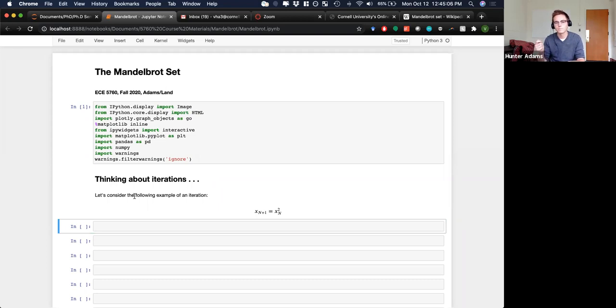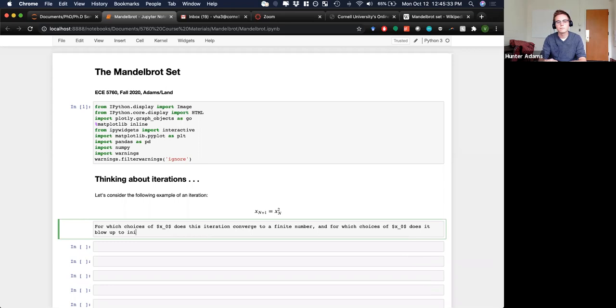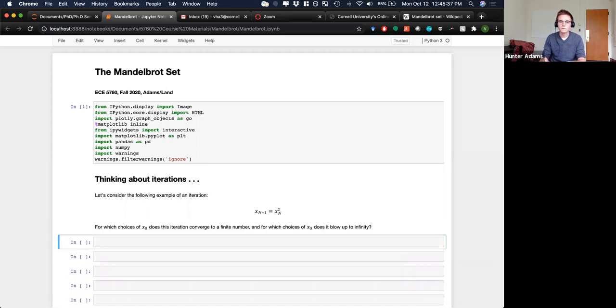and we'll keep squaring it forever. And what we're really interested in is for which choices of x0 does this iteration converge to a finite number? And for which choices of x0 does it blow up to infinity? So we're interested in for which choices of x0, the number that we start this iteration with, where we're just going to square, square, square, for which ones does that stay finite? And for which choices does that blow up to infinity?